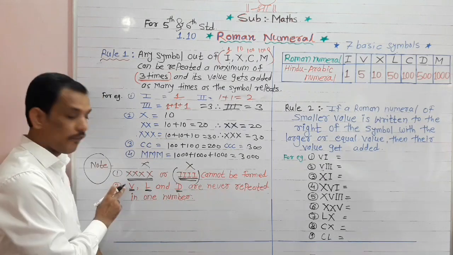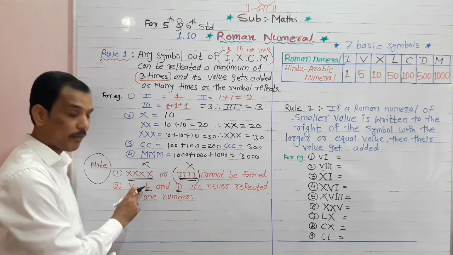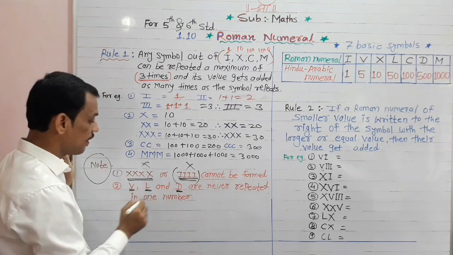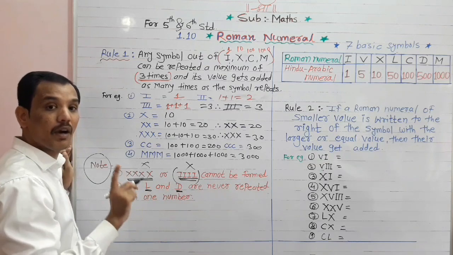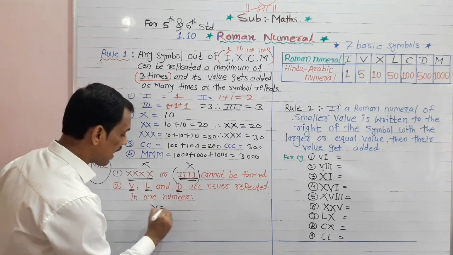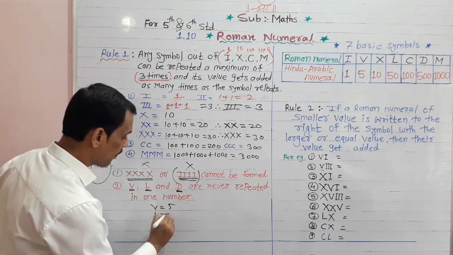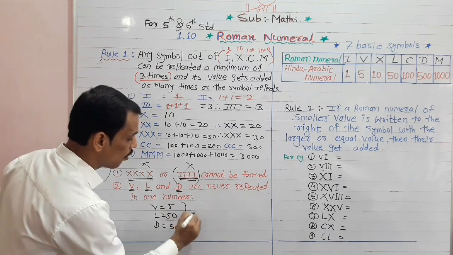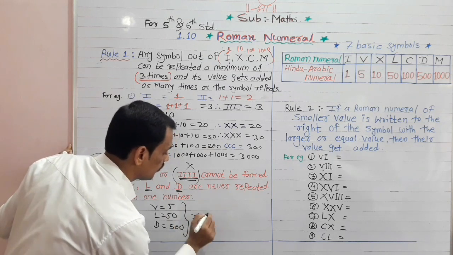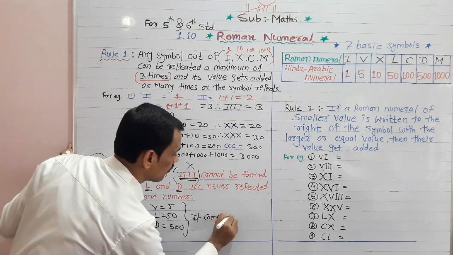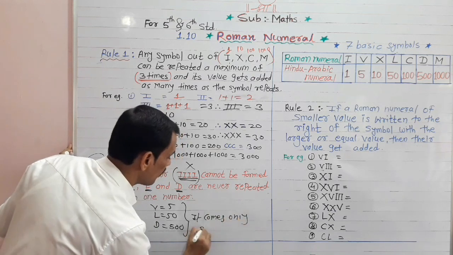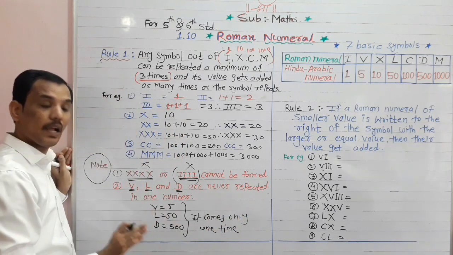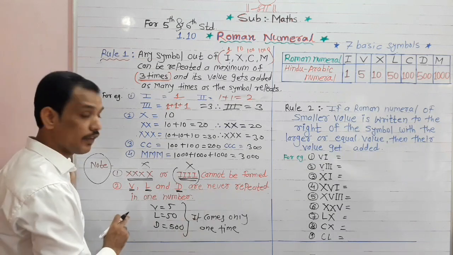Now note 2: V stands for 5, L stands for 50 and D stands for 500, and these are never repeated in one number. It means V stands for 5, L for 50 and D for 500, these are never repeated. They come only one time. They are never repeated, never come twice or thrice. This is a very important rule.